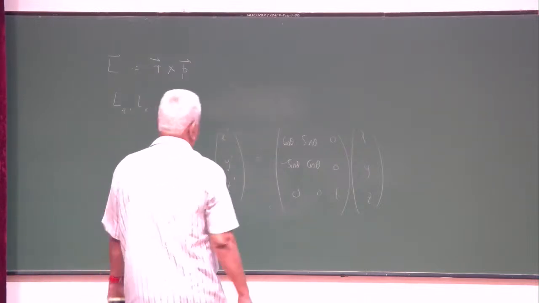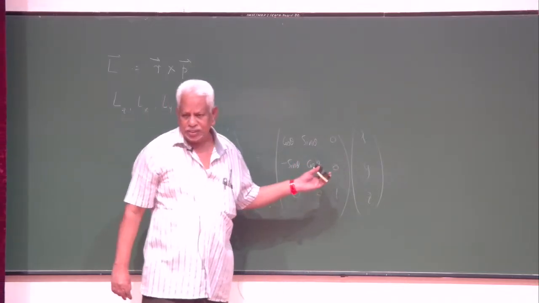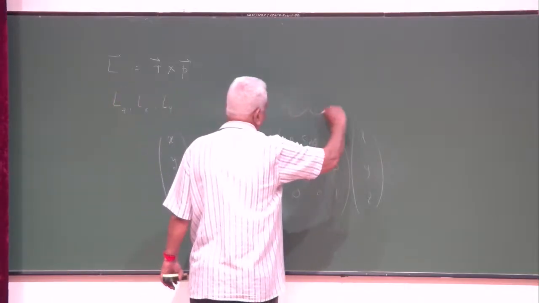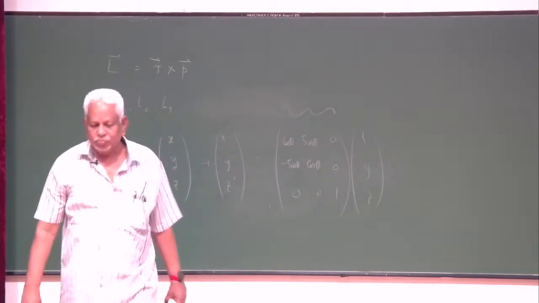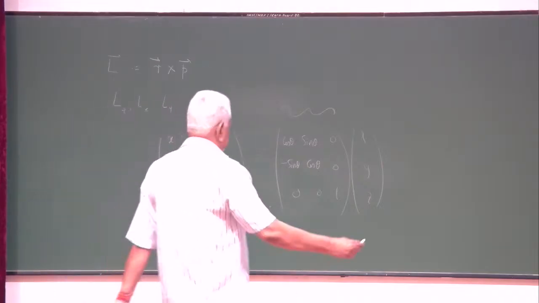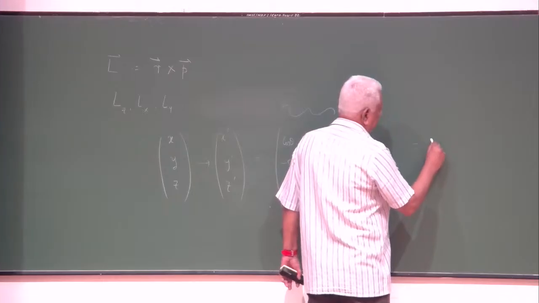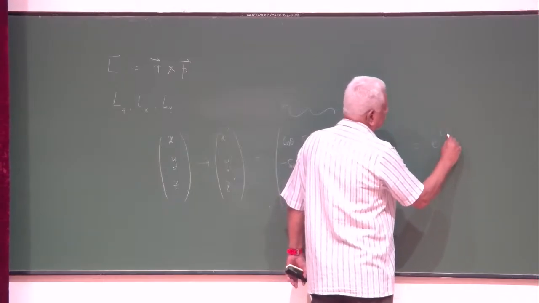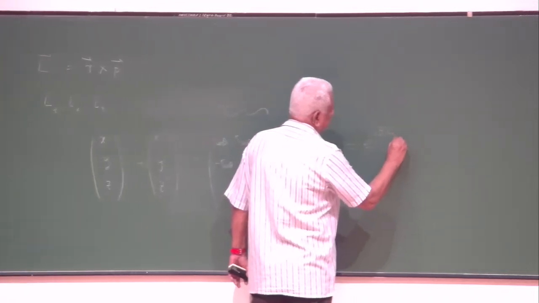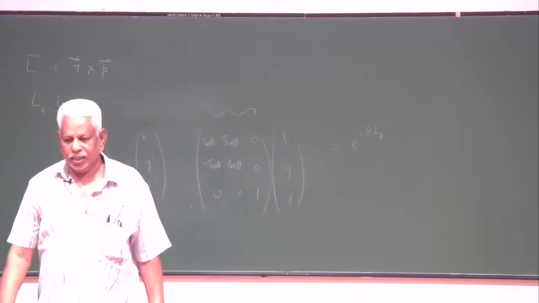It is as simple as that. Now, I can write this matrix in this form. I will write it as e to the power i theta times a matrix which I will call Lz.